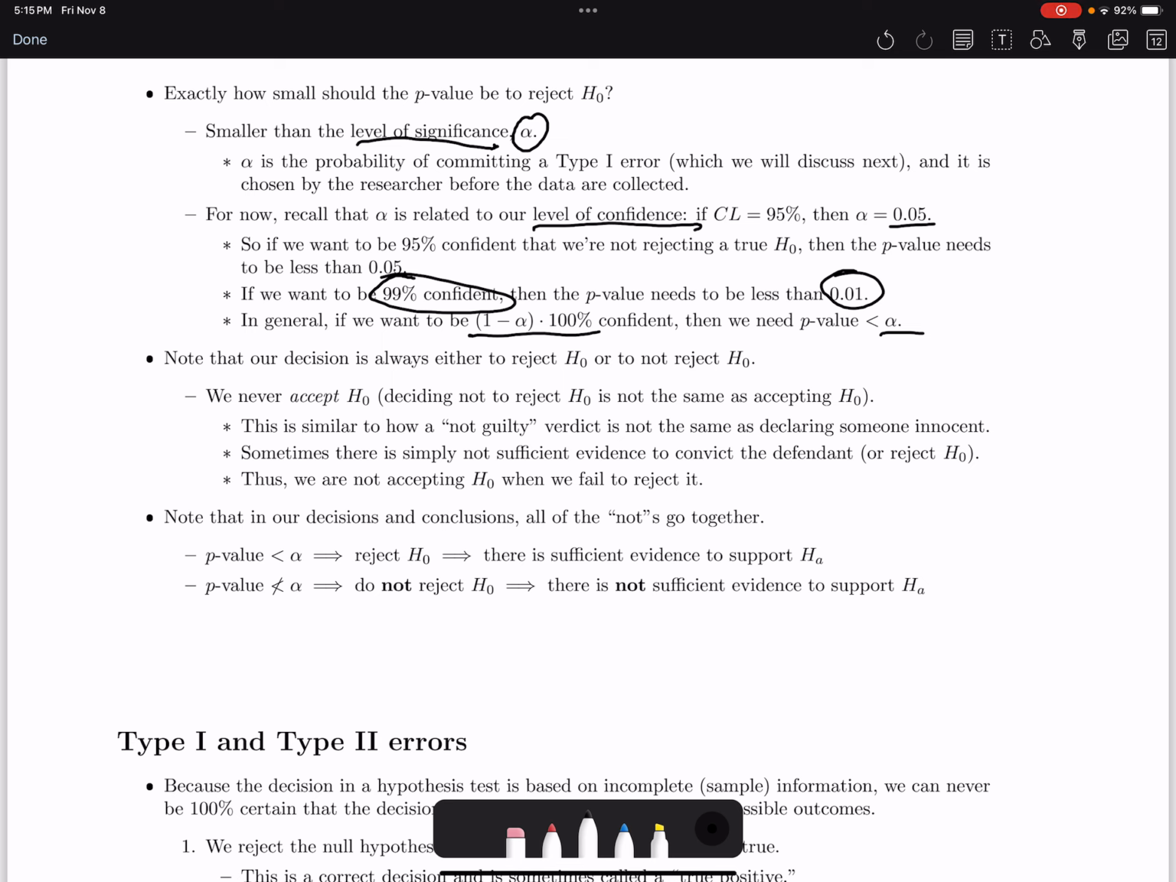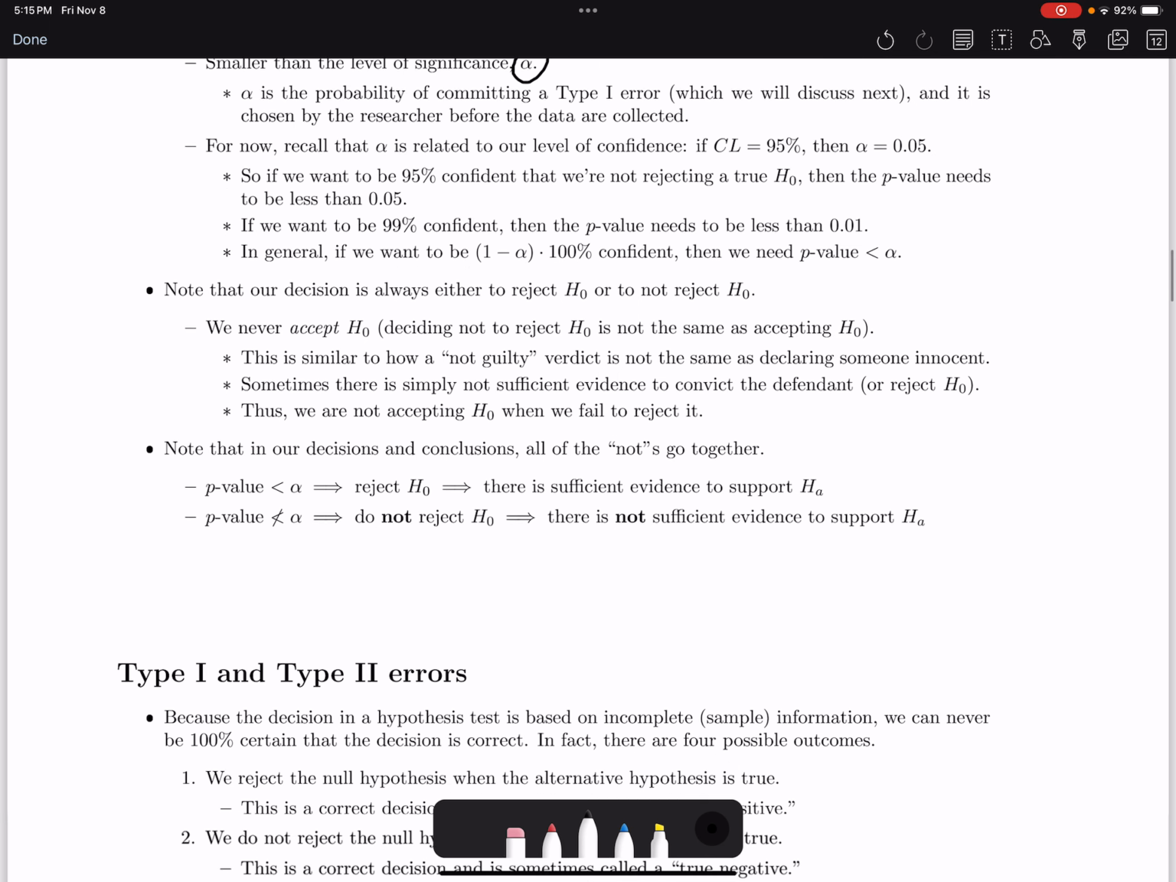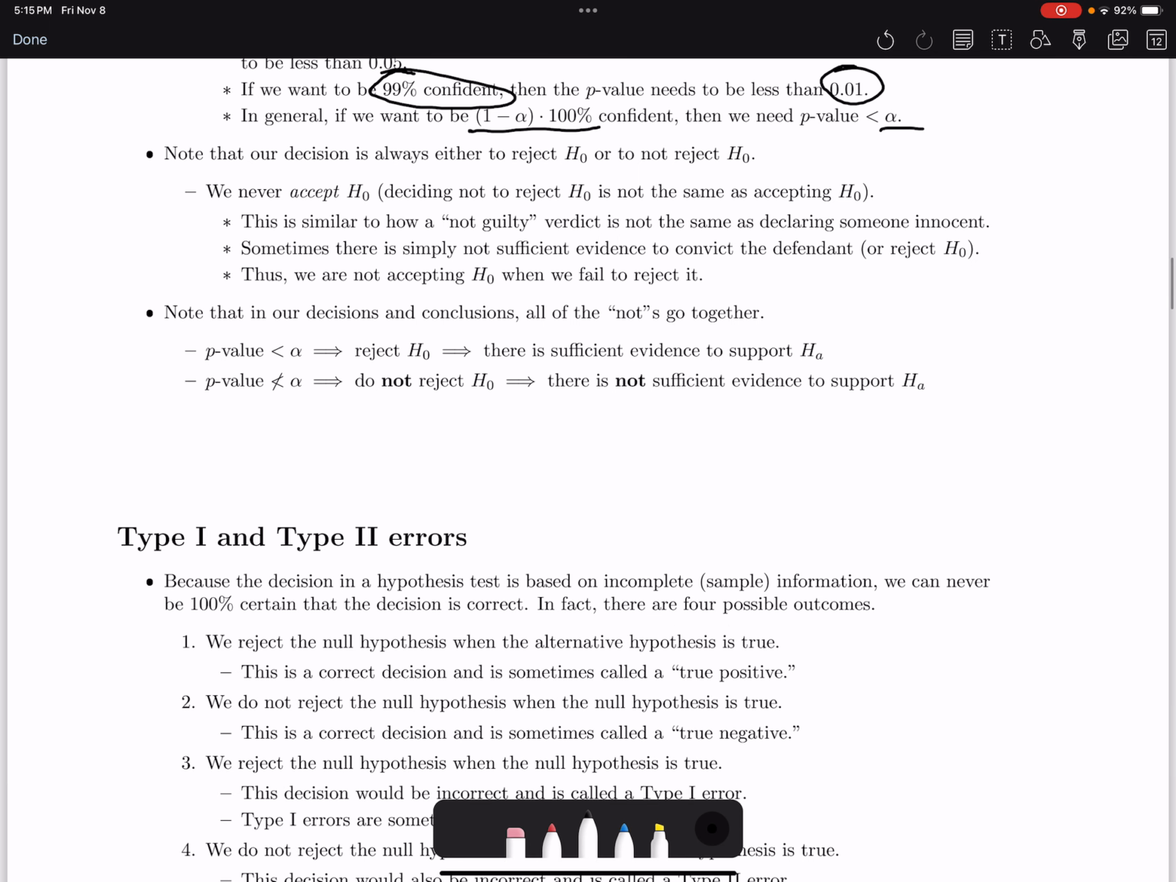Now, a couple more things to say about hypothesis testing and just the logic of it, okay? Note that our decision is always either to reject the null hypothesis or to not reject the null hypothesis. Those are the only two options on the table. We never accept the null hypothesis. I've seen this creeping into some of your problem sets that you've turned in, and so you need to avoid that language. We do not accept the null hypothesis. That is not an option on the table.